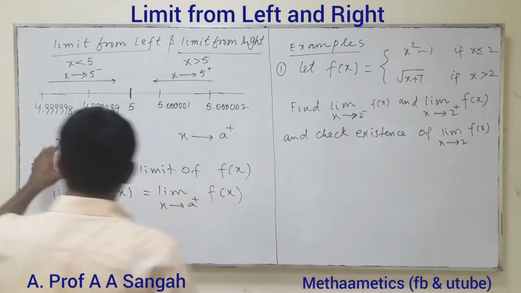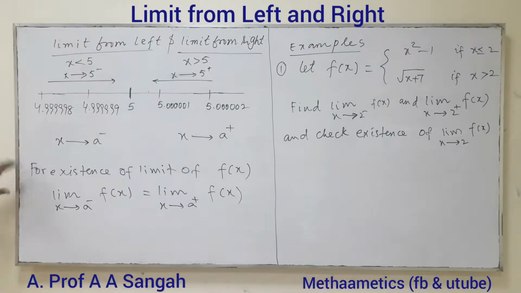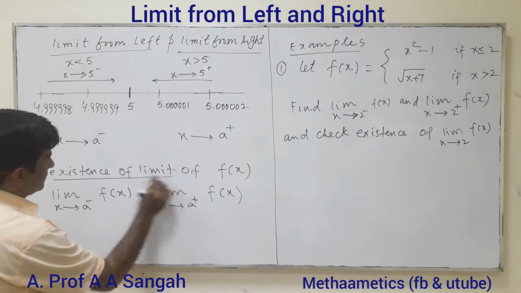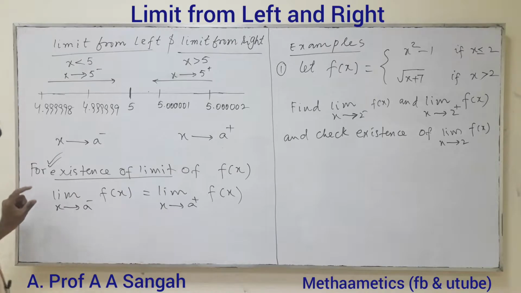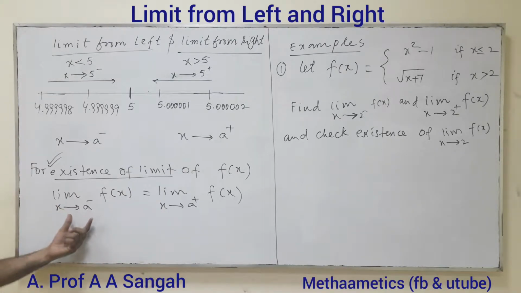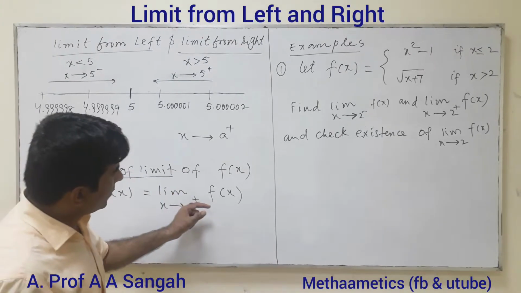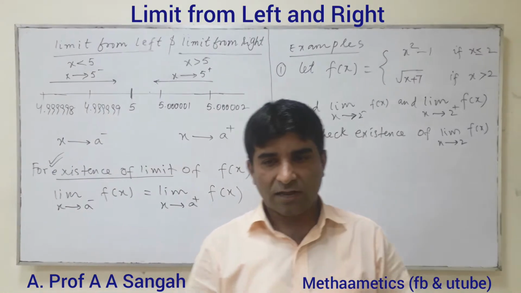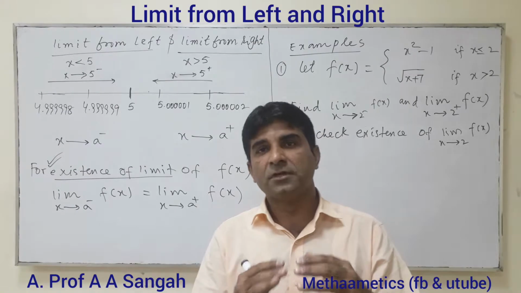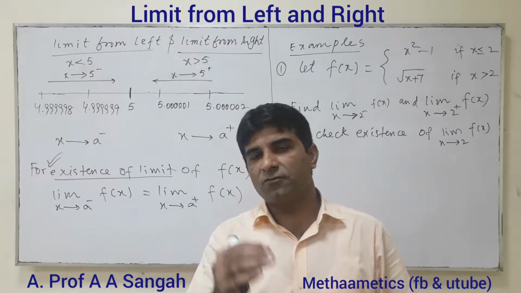So we have the existence of the limit of a function. The limit of a function exists when the limit from the left hand side equals the limit from the right hand side. When both limits from left and right are the same, then we say that the limit of the function exists.